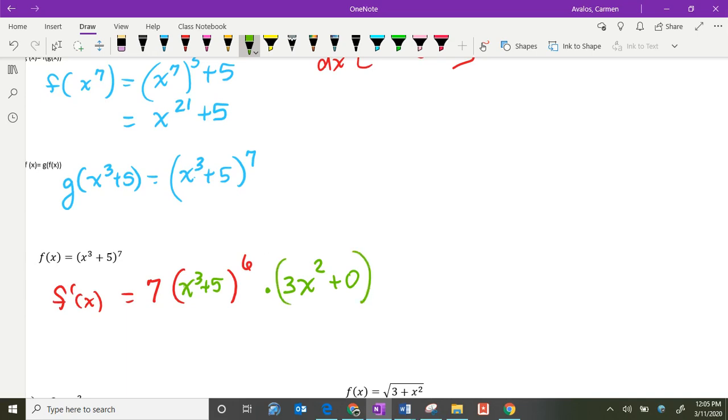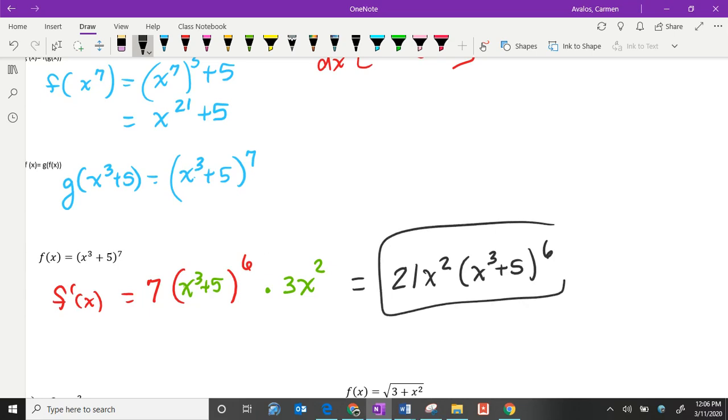In this case, we really don't need that 0 and there's nothing else. So that's what the derivative is. And then through algebra, we just clean it up. And the actual derivative is going to be, because this is by itself, because it's raised to the 6, this 7 and that 3 could be multiplied, and we get 21x squared, and then x cubed plus 5 to the 6. And that is your derivative using the chain rule.